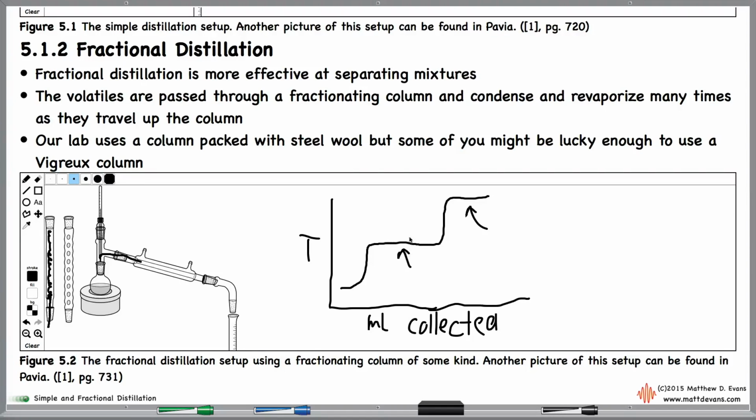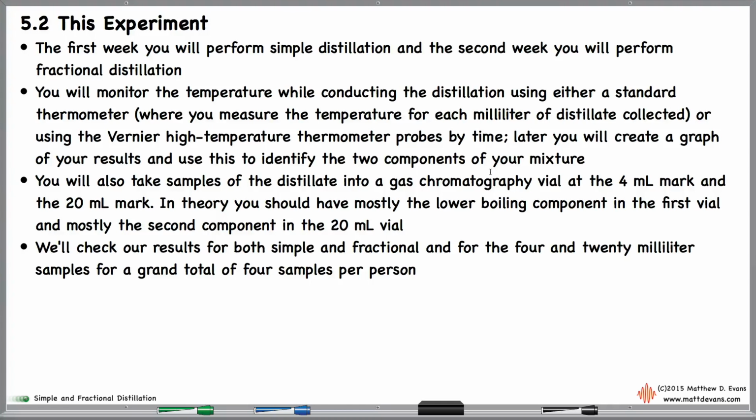So 2 weeks worth of work, simple and fractional distillation. I'm going to give you just a few more details about the experiment before I start showing you the techniques in terms of videos. So again, the first week is simple distillation. Second week is fractional distillation.